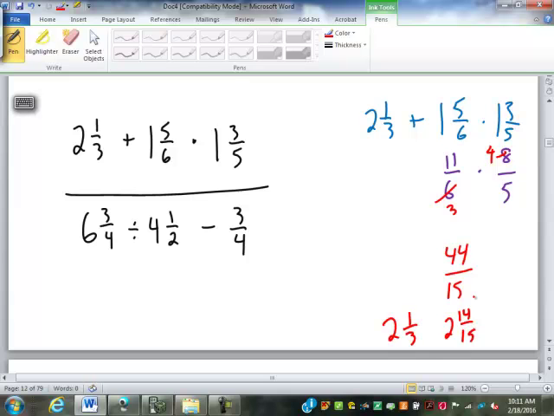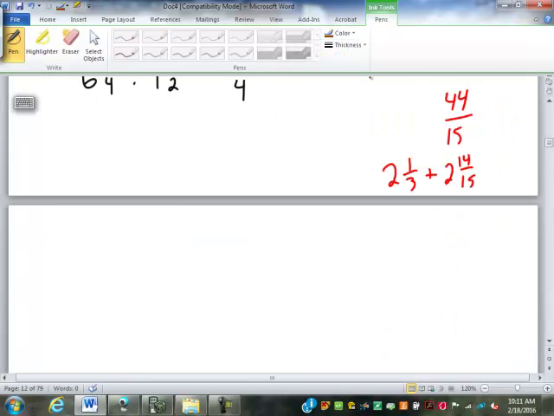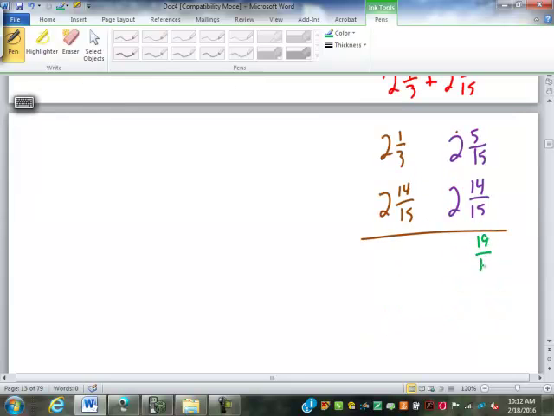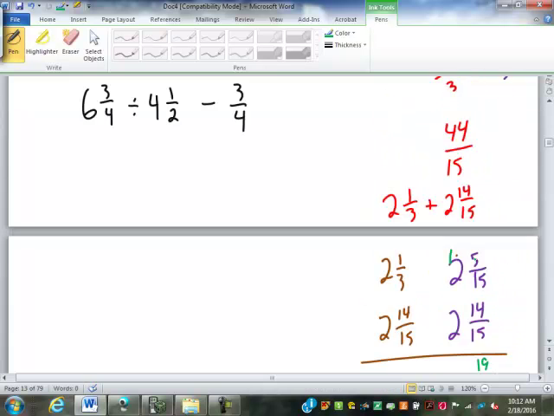So 2 1/3 plus 2 14/15 is what we're at. Well, fortunately for us, we have a common denominator here, which would just be 15. So our 14/15 stays the same. This is going to become 5/15. 5 plus 14 is 19/15. Keeping the 4/15 and carrying the 1, we're at 5 and 4/15. How many of you had that for the top number? 5 and 4/15.